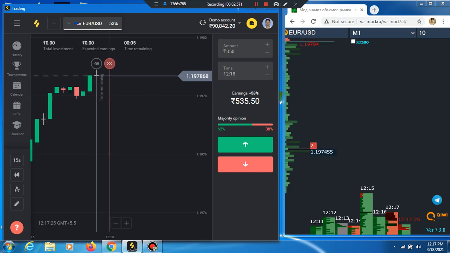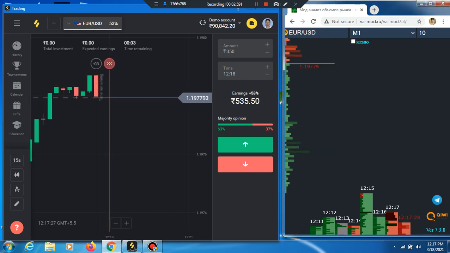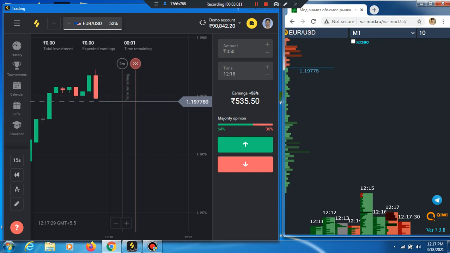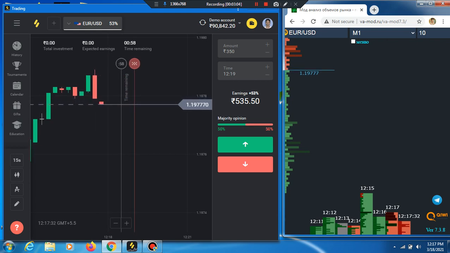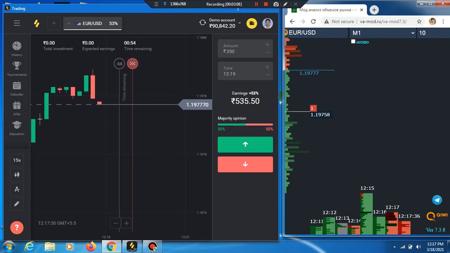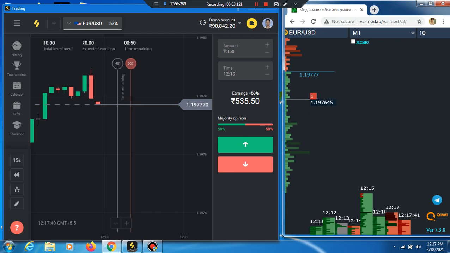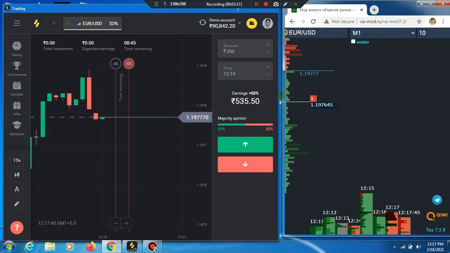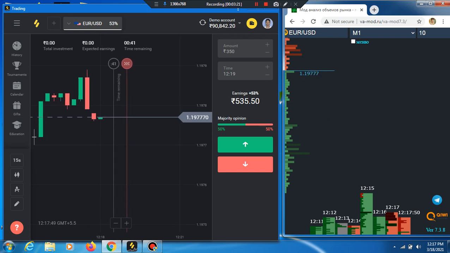This is the basic points, and in upcoming days I want to teach you the basics. Today I will show you how to take trades in the market using this volume profile and volume analysis. I will show you.